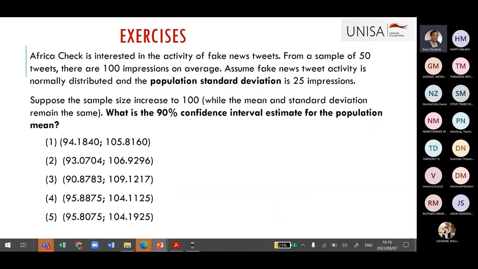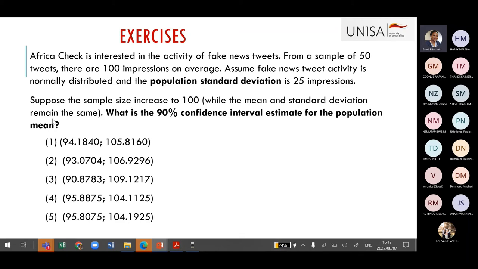Next exercise, that will be the last exercise on this. Africa Check is interested in the activity of fake news, which is the same question that we had previously, if you read it. The next step, they say, suppose the sample size increased to 100. So now the sample size increased from 50 to 100. It's very important that you read the statements as you answer the questions, especially in the exam or in the assignment, because one might follow the other.